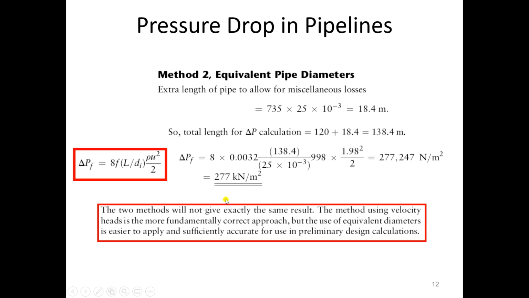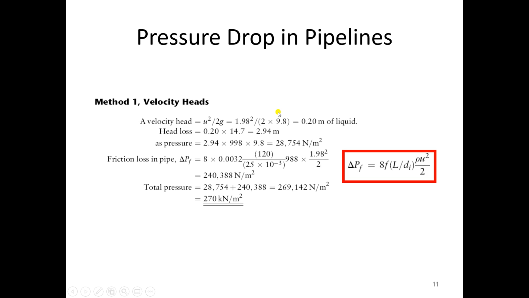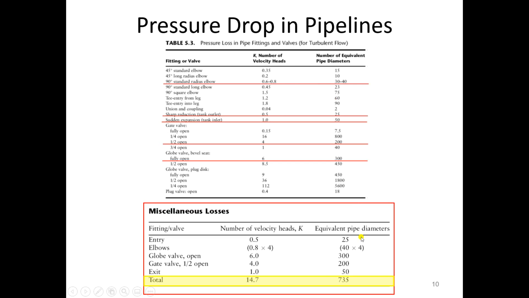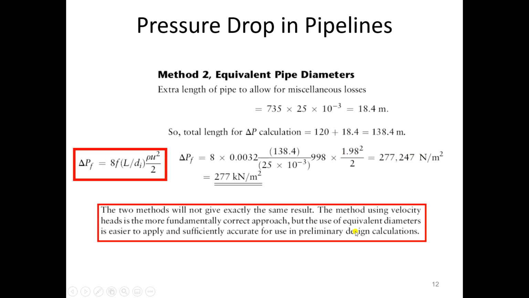Now go to method number 2, equivalent pipe diameter: extra length of pipe to allow for miscellaneous losses. 735. Where do you get this 735? 735 is based on this miscellaneous losses table that we have. Get the value from table 5.13 and calculate the total equivalent pipe diameter. So 735 times the inside diameter of the pipe, we get 18.4 meter.